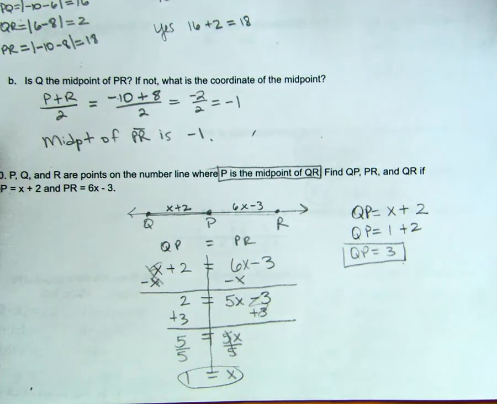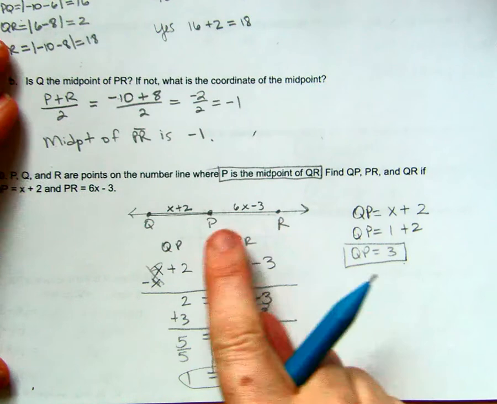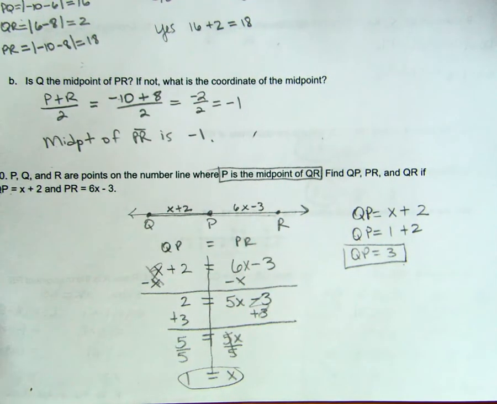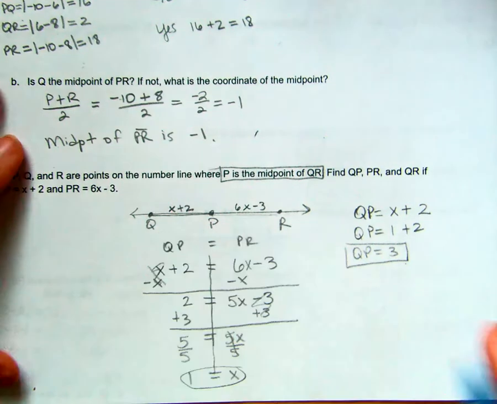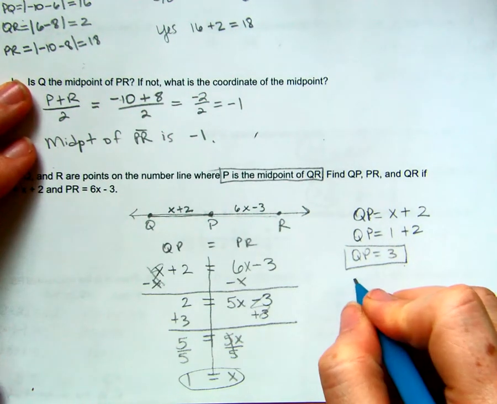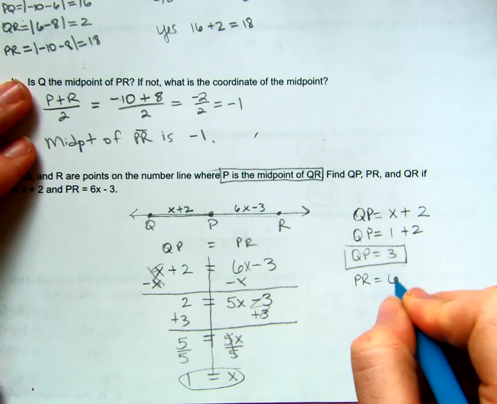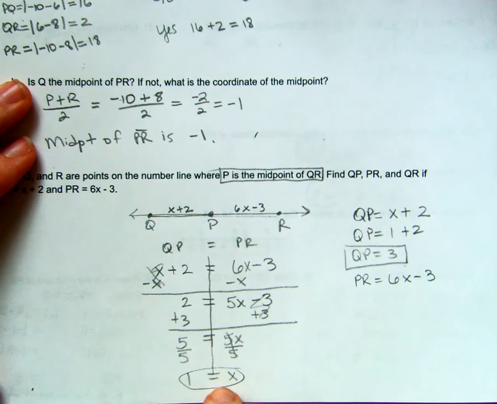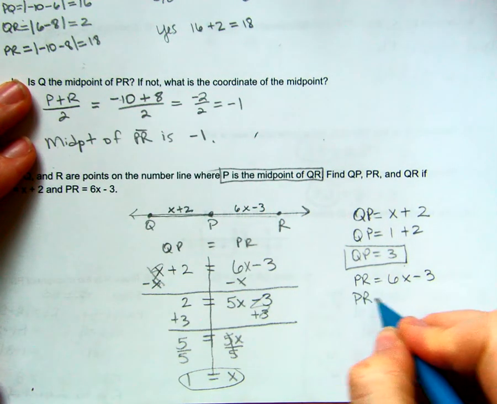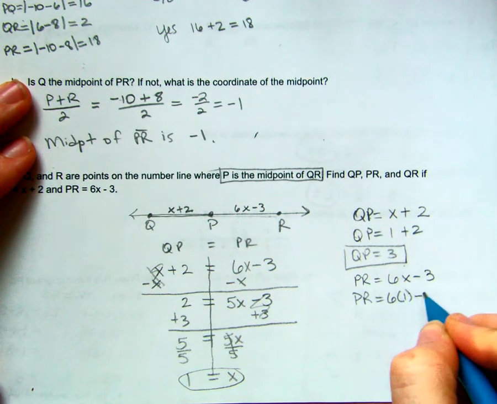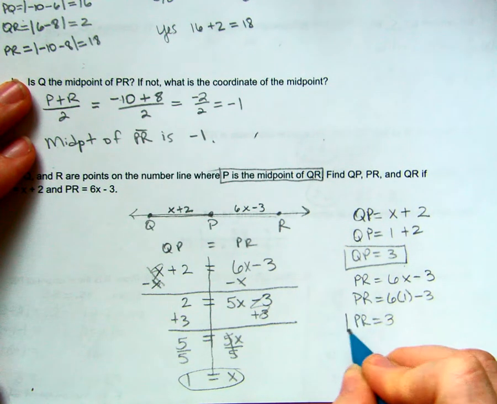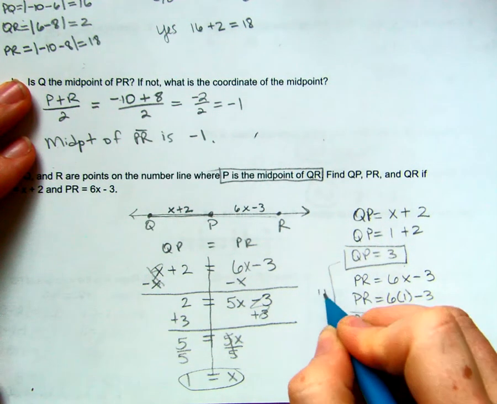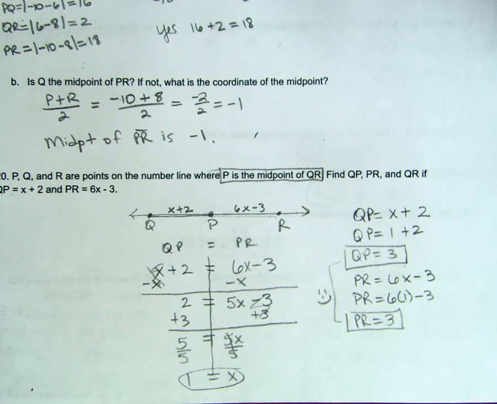Now, if I've done my work right, PR is about to be the exact same amount as QP, because they're in the midpoint, and these have to be equal. So I hope I get 3. So PR is 6x minus 3. Again, x is 1, so I'm just going to plug that 1 in. 6 times 1 is 6 minus 3. And 6 minus 3 is 3. Yay, this makes me happy, happy, happy. Because that means I did something right. They're the same because of the midpoint.